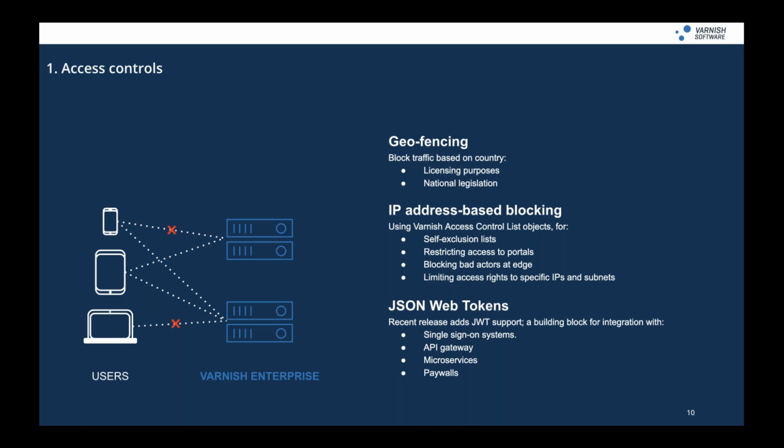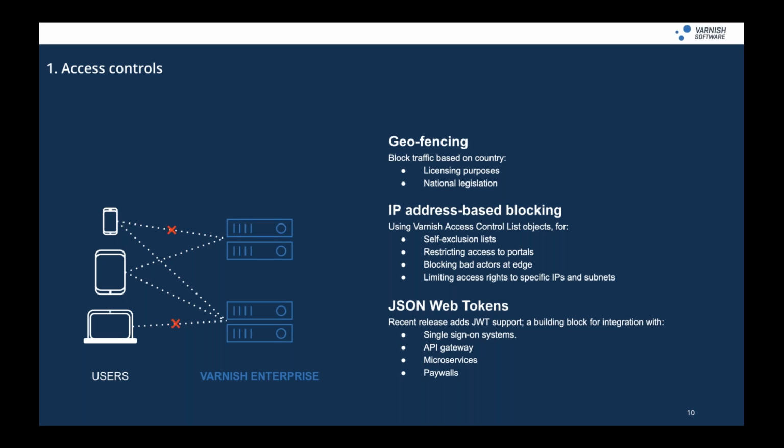There's IP address-based blocking, so using access control list objects for self-exclusion lists. If we're thinking about iGaming, people are able to add themselves to self-exclusion lists, so we need to restrict their access. Or if we're blocking access to internal web portals, blocking bad actors at the edge before they even get inside the network, or limiting access rights to different IPs and subnets.